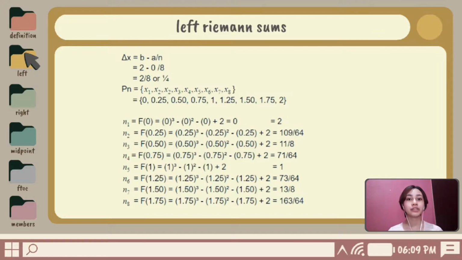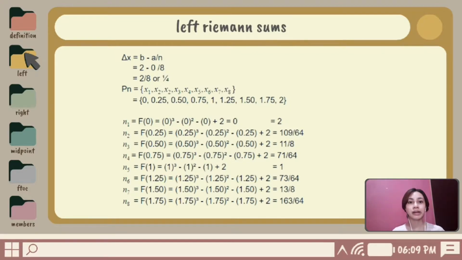Next, determine the partition of points P sub n. It should have n plus 1 number of elements. P sub n is equal to x sub 1, x sub 2, x sub 3, x sub 4, x sub 5, x sub 6, x sub 7, and x sub 8. And it will be 0, 0.25, 0.50, 0.75, 1, 1.25, 1.50, 1.75, and 2.